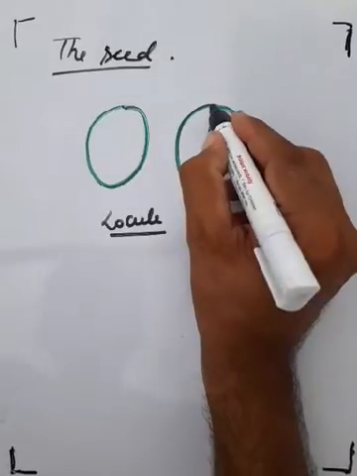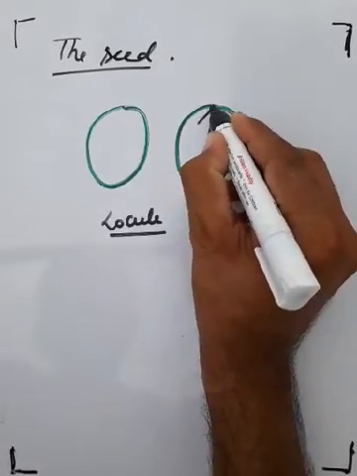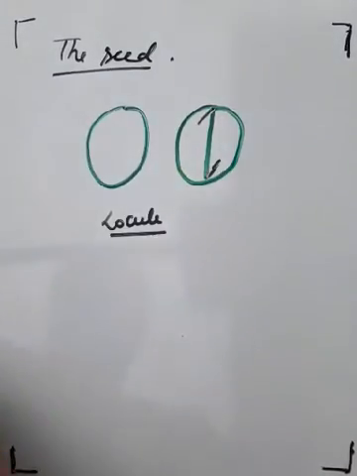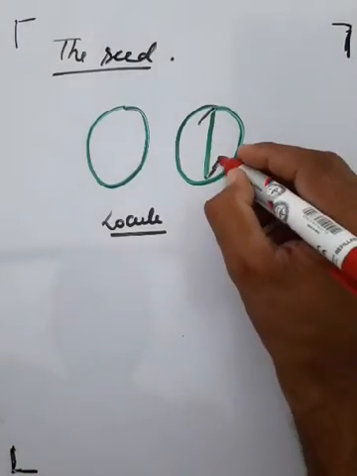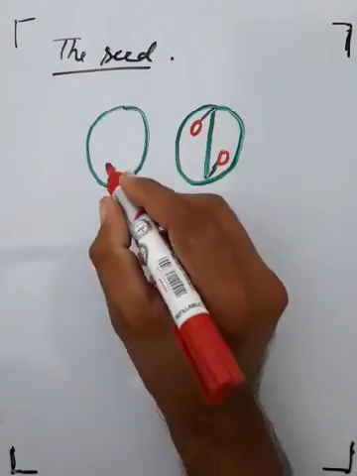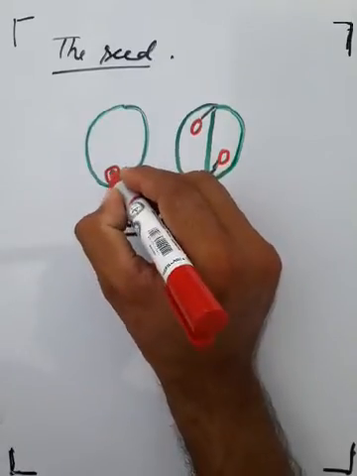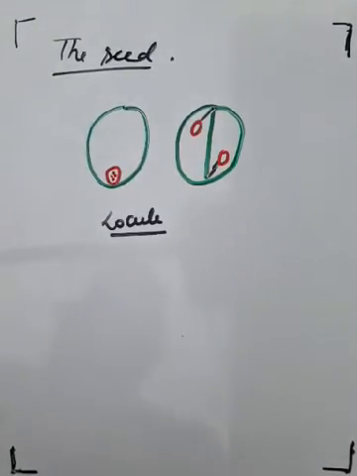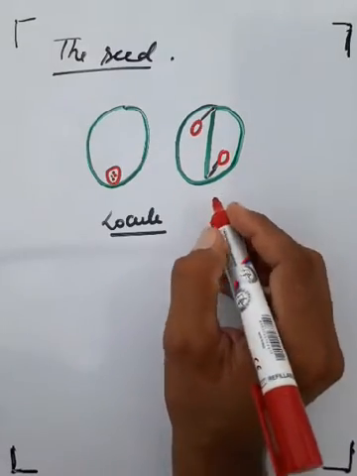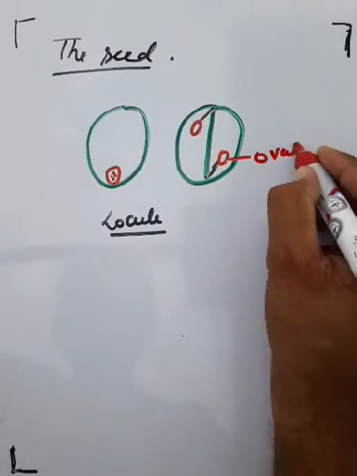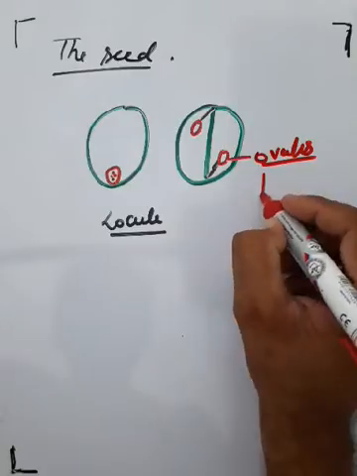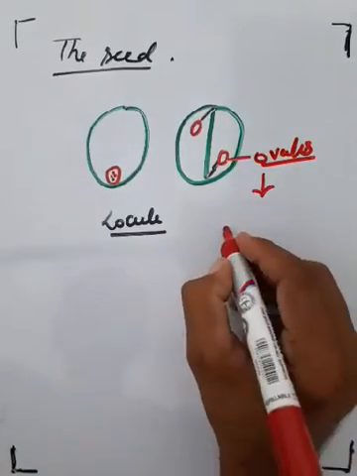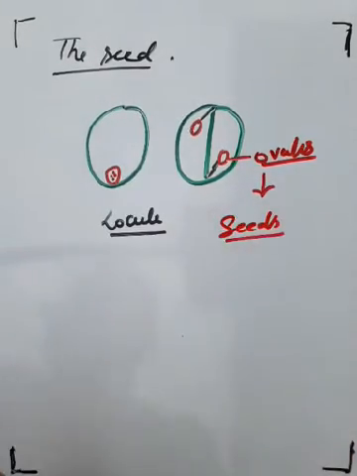and in the locules there is a placenta present, and with the help of the placenta, ovules are attached here. In a single locule also, ovules are present. These are known as ovules. And after fertilization, these ovules are converted into seeds. Now we will discuss the structure of seeds and types of seeds.